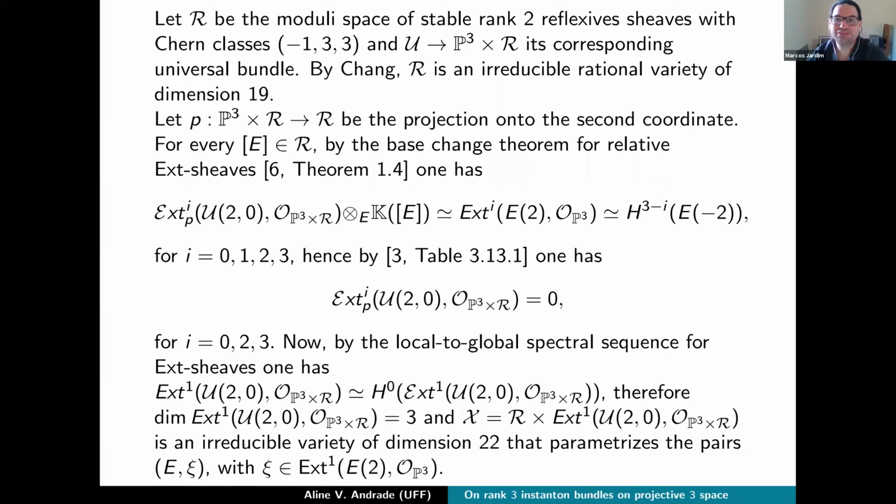More questions or comments for Aline? So I'm just wondering, is there any chance of proving similar results for even slightly more complicated bases? Like if you looked at a quartic in P4, could you maybe prove results on vector bundles on that?